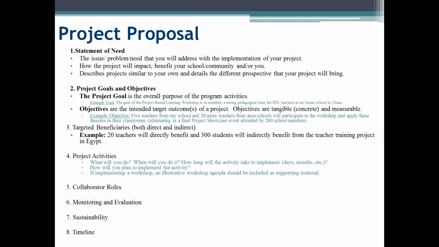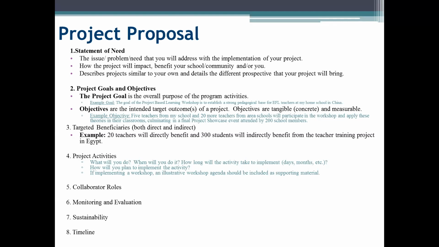Then you'll put the targeted beneficiaries, both direct and indirect. For example, 20 teachers will directly benefit from this project, and 300 students will indirectly benefit from the teacher training project in Egypt. So 20 teachers will attend, and their students, 300 students, will therefore benefit from the teachers being trained.